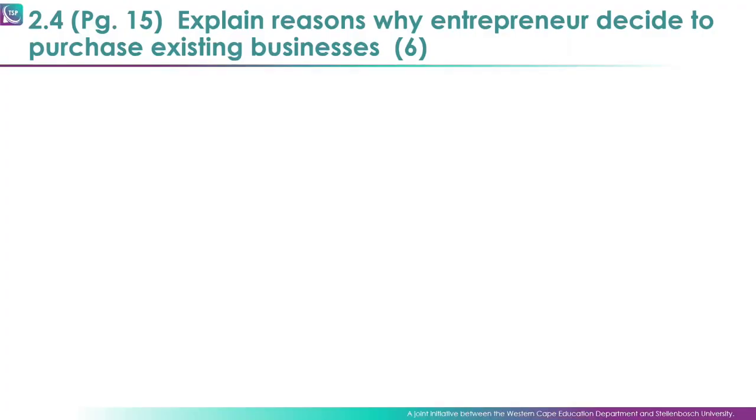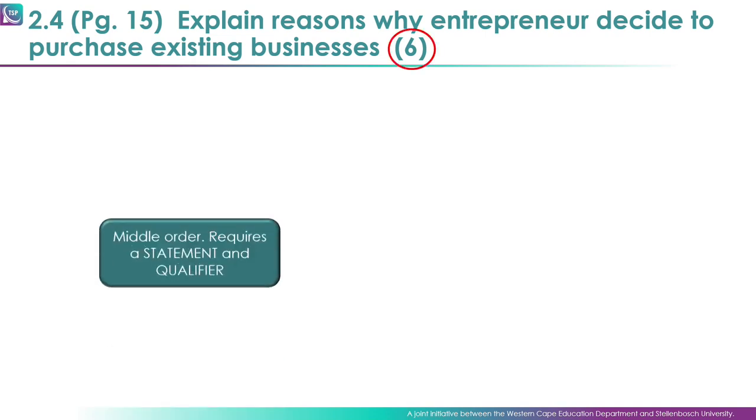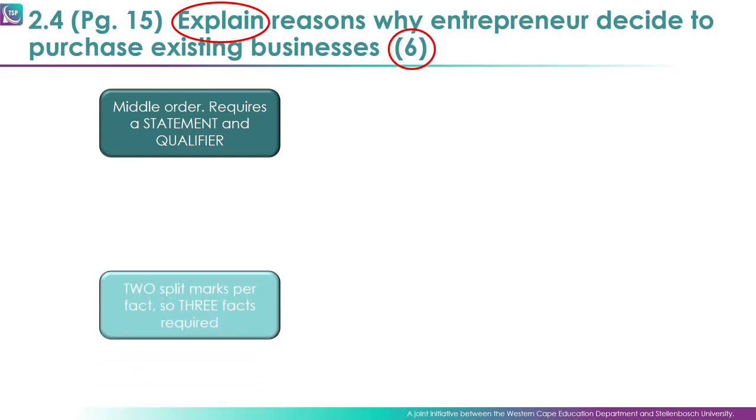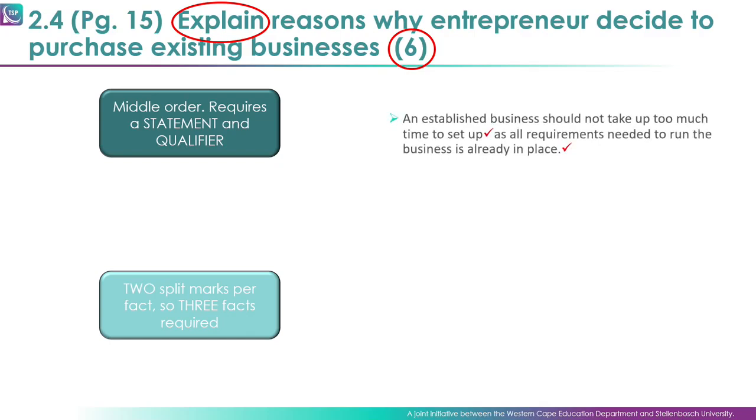All right, so we're moving on to what would be a middle order type question. Explain reasons why entrepreneurs decide to purchase existing businesses. Page 14 of your workbook, you'll see that there. 6 marks, all right, 6 marks. Middle order requires a statement and a qualifier, all right, and then we look at split marking here. So 3 facts are required, but again, statement and a qualifier, full sentences in order to get your possible marks.